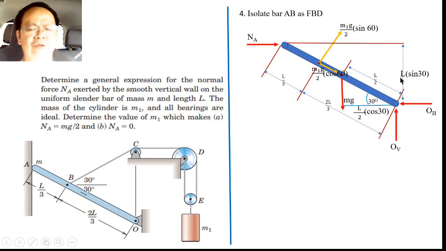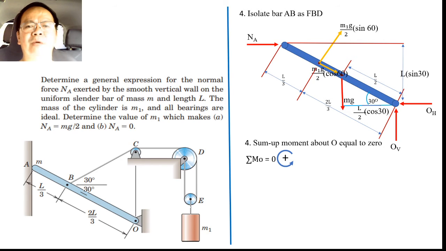Now, after we have identified the moment arms as well as the magnitude of the forces acting on the bar, we can now make an equation that involves our N sub A, the weight of the bar, and the tension acting on this cable CD by taking moment about this point O. So when we sum up moment about O, which is equal to 0 because it is in equilibrium, treating counterclockwise as positive, we shall have the equation such that M sub G, representing this magnitude, has a moment arm equal to L over 2 times cosine of 30.